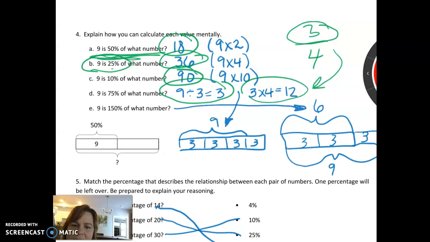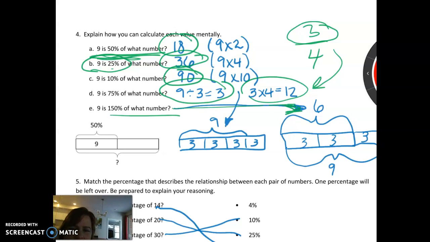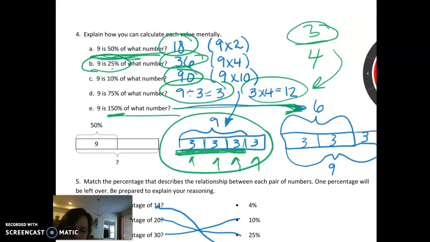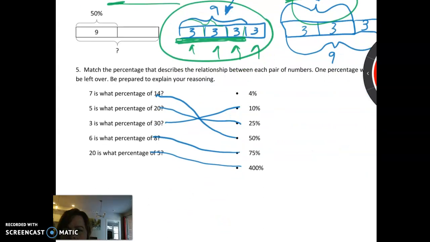And then 9 is 150% of what number? So it's 150% of 6, because I know that if I look at 150% and chunk that 150% into parts that each have a value of 3, and this whole thing is 150%, my 100% would be 6.